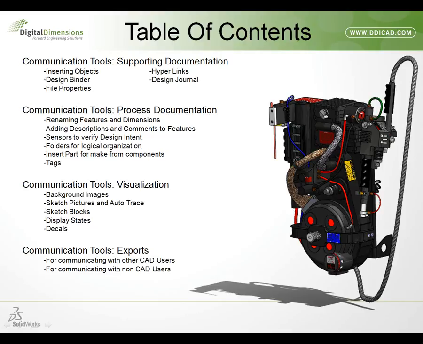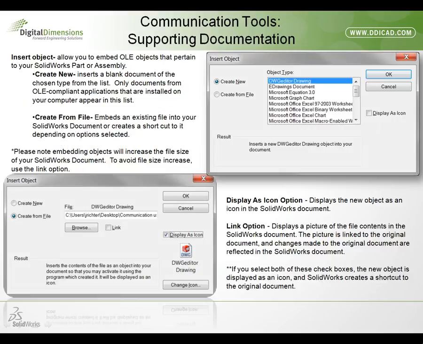We have display states. This is the ability to control how parts or assemblies are being displayed, and this is different than configurations. And to round out visualization, we have the ability to add decals. This is for things like part marking or product identification. And lastly, for communication tools, we have exports, whether we're communicating with other CAD users or exports for non-CAD users.